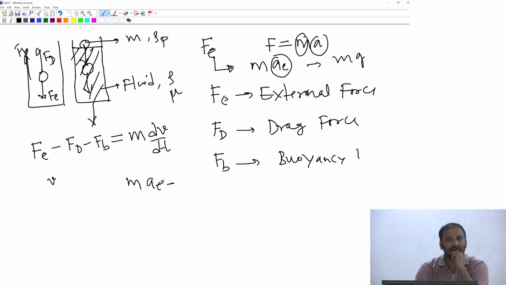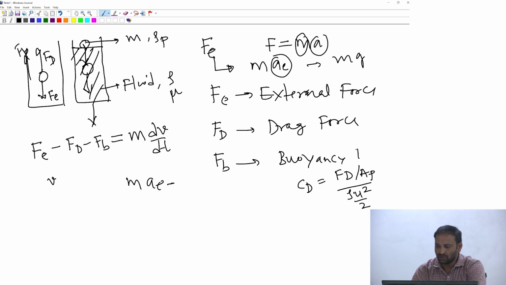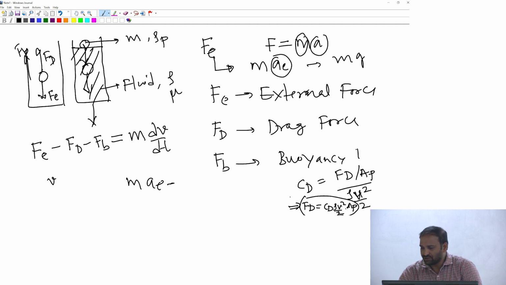How do we get an expression for Fd? We'll go back to the definition of the drag coefficient. We had said that CD is Fd divided by Ap times rho v square by 2, where v is the velocity with which the particle is moving. Therefore I can write Fd as CD times rho v square by 2 times Ap. That's your drag force.